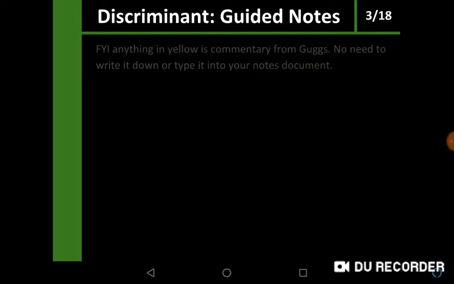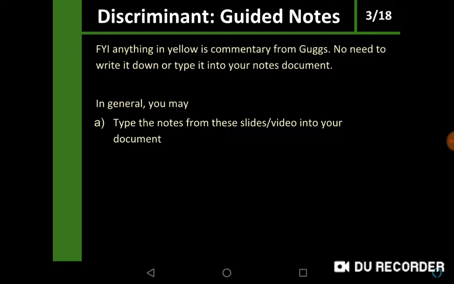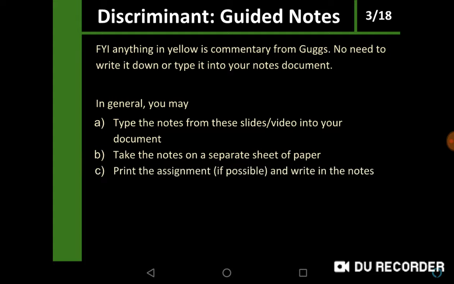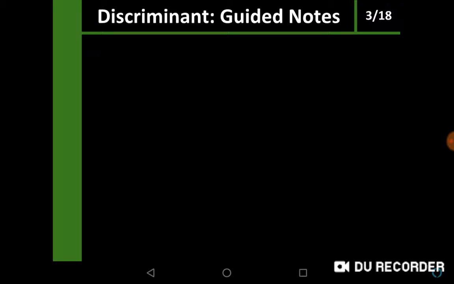So first of all, I just want you to know when you see the yellow, that's my commentary in writing, so it's not the notes. In general, you may type the notes from these slides and this video directly into your document where there are blank spots. Or if you prefer, you could take the notes on a separate sheet of paper. Or if you have a printer, you could print the assignment and then write it. If you choose option B or C though, please do make sure to upload a picture to submit it with your assignment. So our notes.